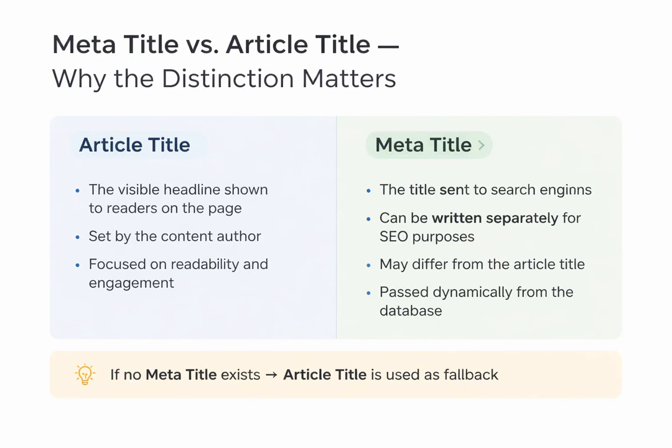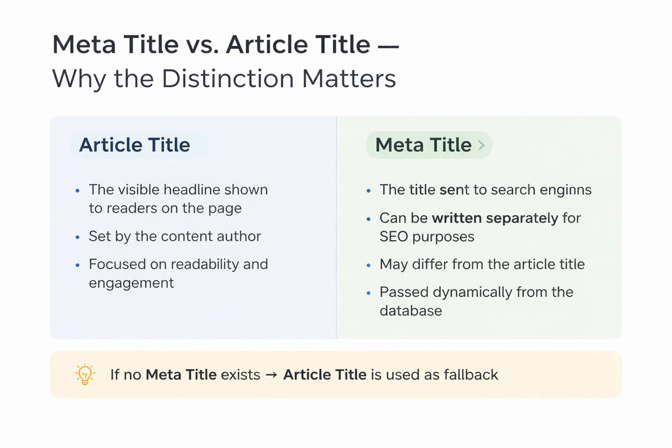Continuing from where we left off, let's talk about something that trips up a lot of developers when they first start thinking about SEO, the difference between an article title and a meta title. These are not the same thing, even though they often look the same. The article title is what the reader sees on the page. It's written for humans. The meta title, on the other hand, is what gets sent to search engines.